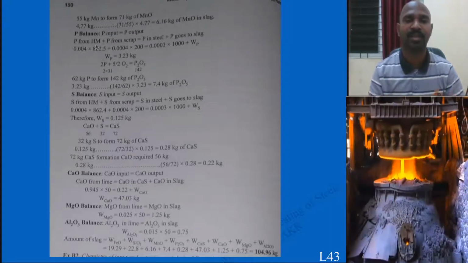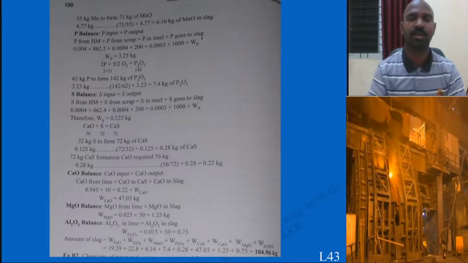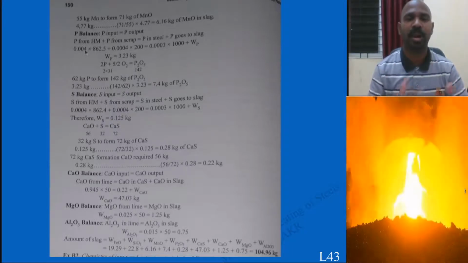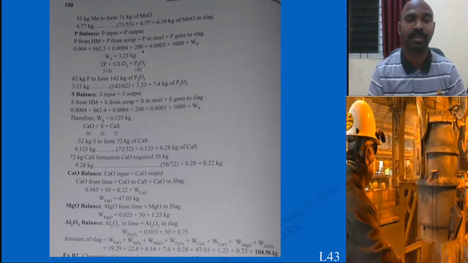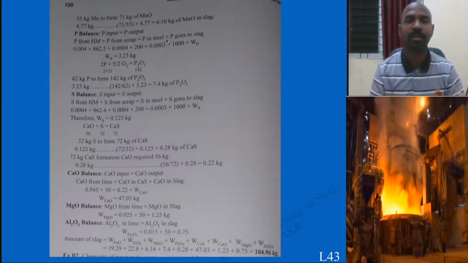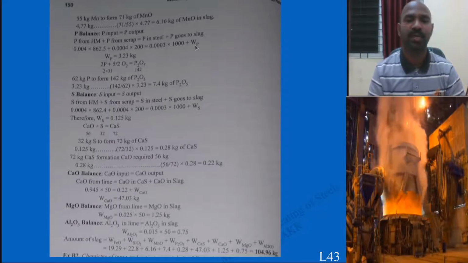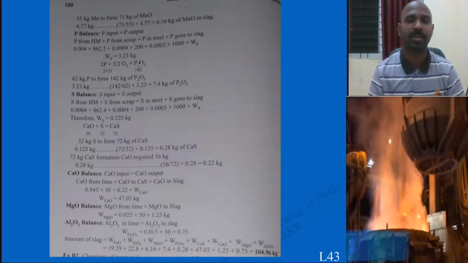Similarly, phosphorus balance: phosphorus input, phosphorus output. Phosphorus is there in the hot metal, phosphorus is there in the scrap, phosphorus is going into the steel produced, phosphorus is going into the slag. Phosphorus fraction in the hot metal and its weight, phosphorus fraction in the scrap and scrap weight 200 kg, phosphorus fraction in the steel produced with respect to the 1 ton. Finally you will be getting this.